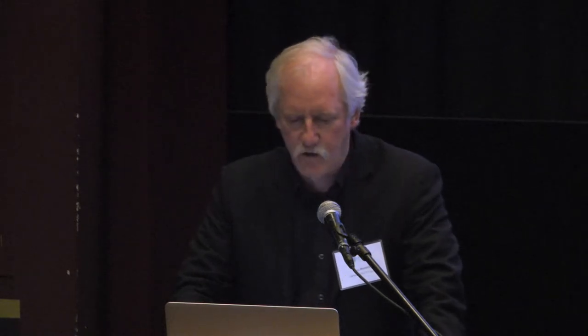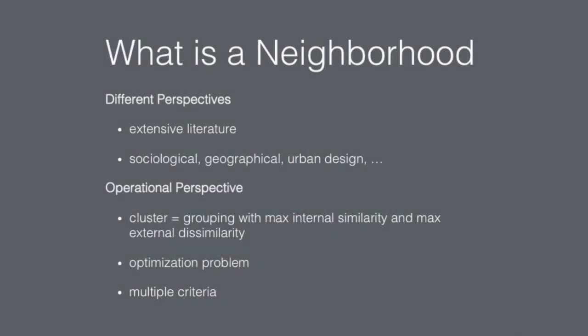We've heard a lot about that already. There's a huge literature in different fields. What we are going to be doing is taking what I call an operational approach. And so basically we're looking at the definition of neighborhoods as an exercise in clustering, where we start with small entities and we put them together in ways so that they internally are as similar as possible and between them as dissimilar as possible. So technically, mathematically, it's really an optimization problem, and at that it's a multi-criteria optimization problem, because what are the measures that one uses to define similarity and dissimilarity?